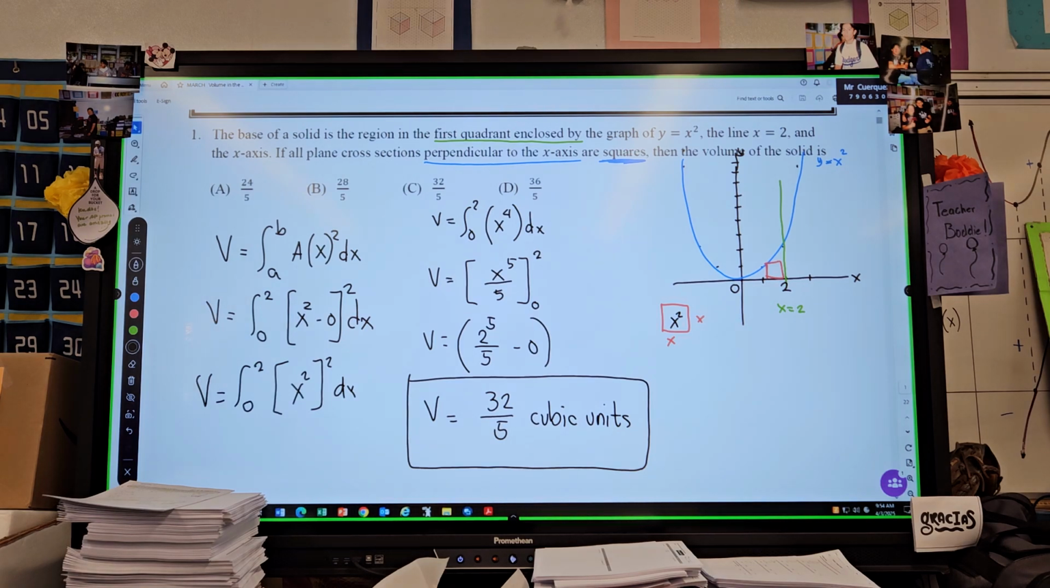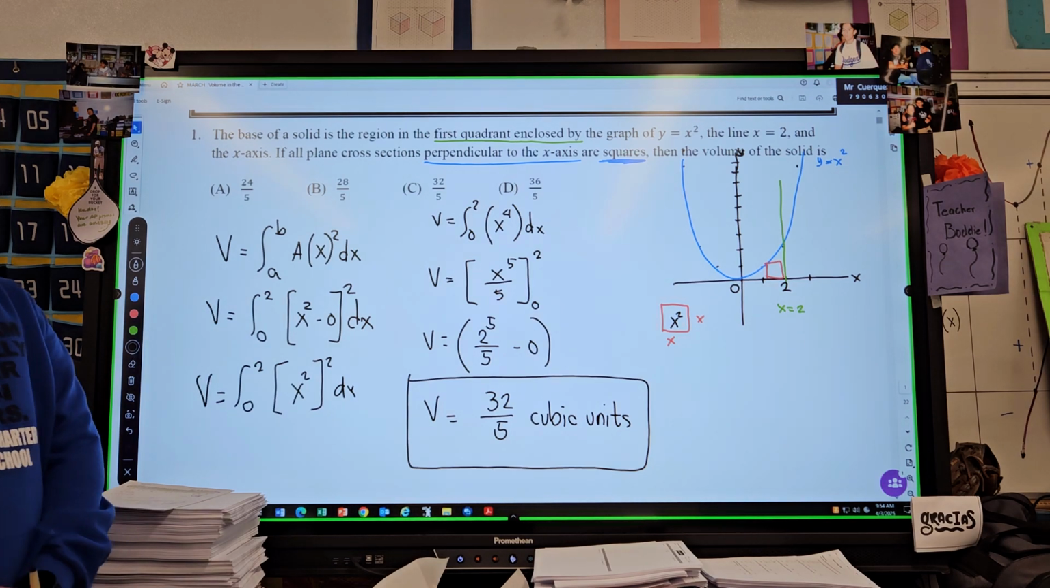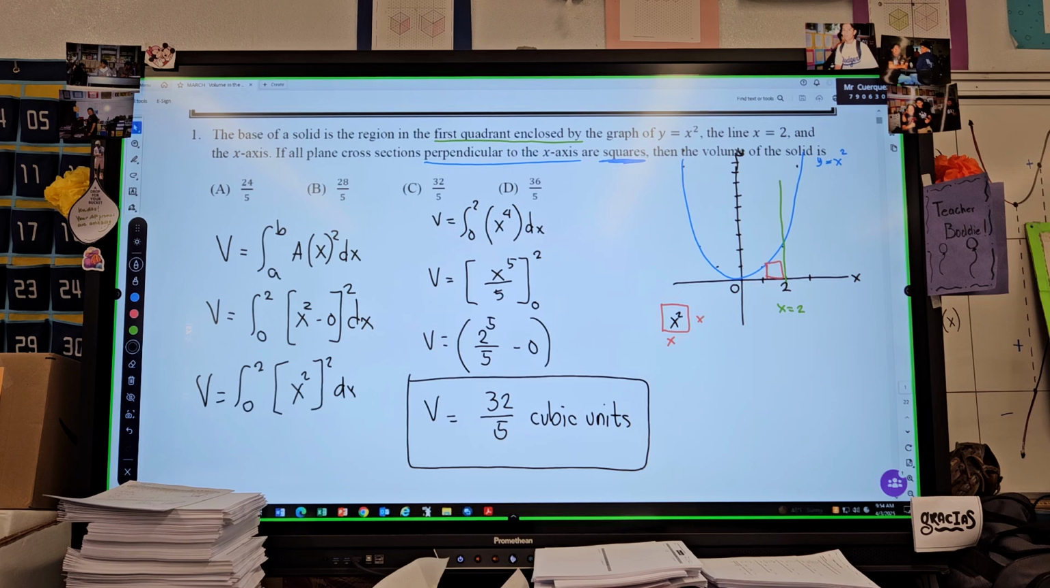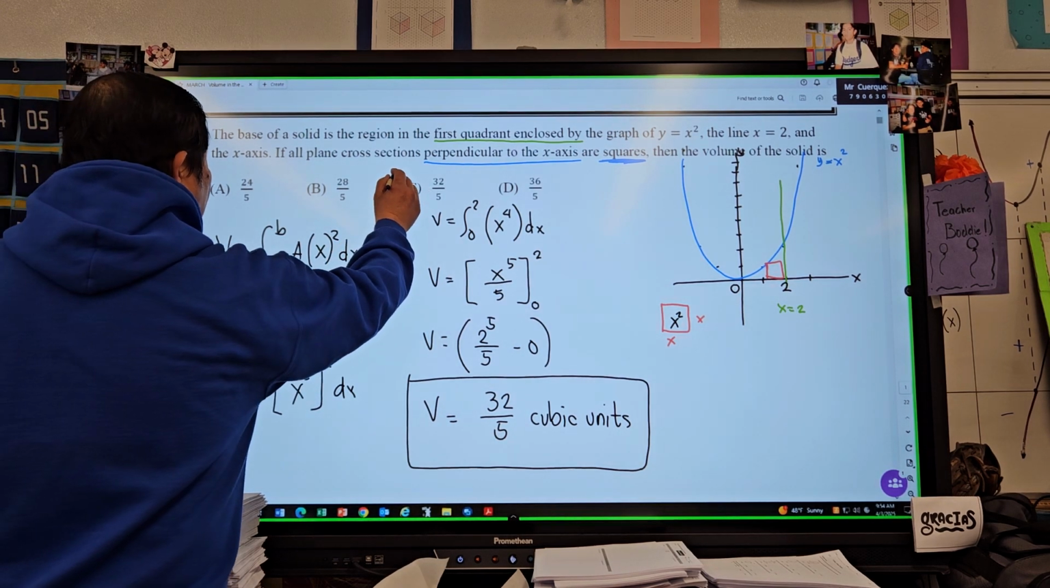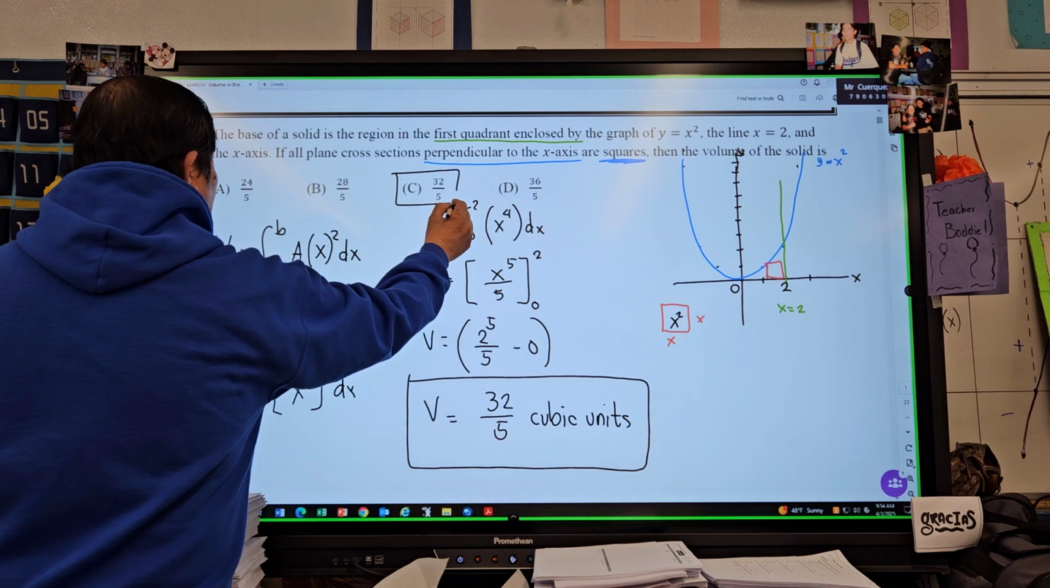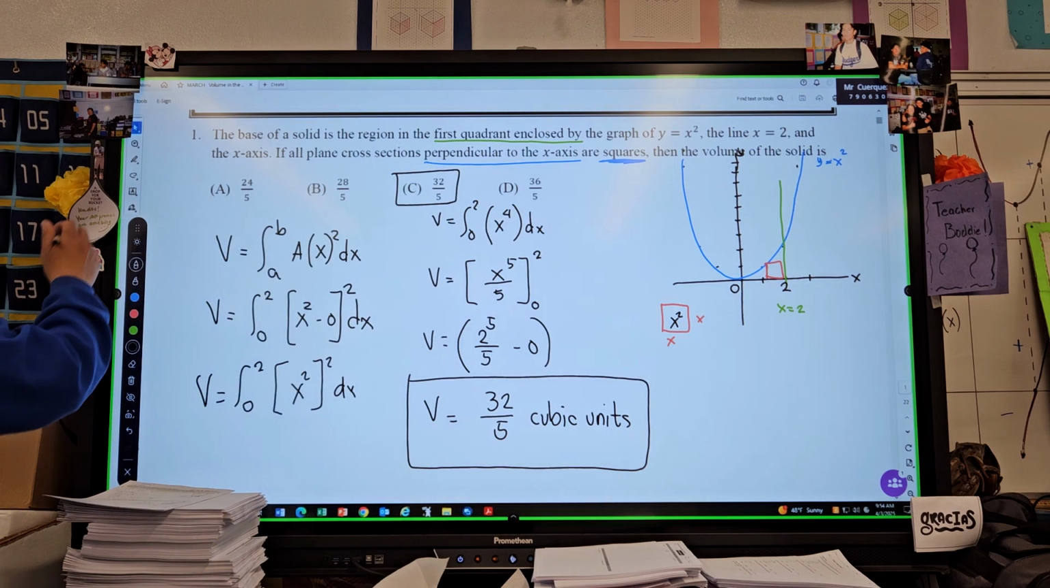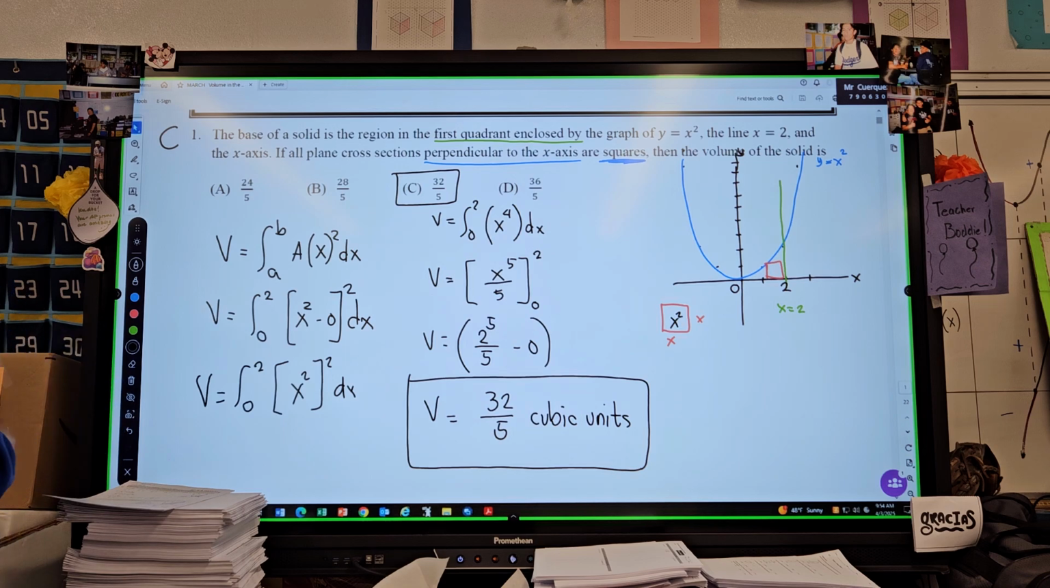Any question, guys? So, what letter is the right answer? It's gonna be letter C. Unless you have questions, then we can proceed to problem number 2.